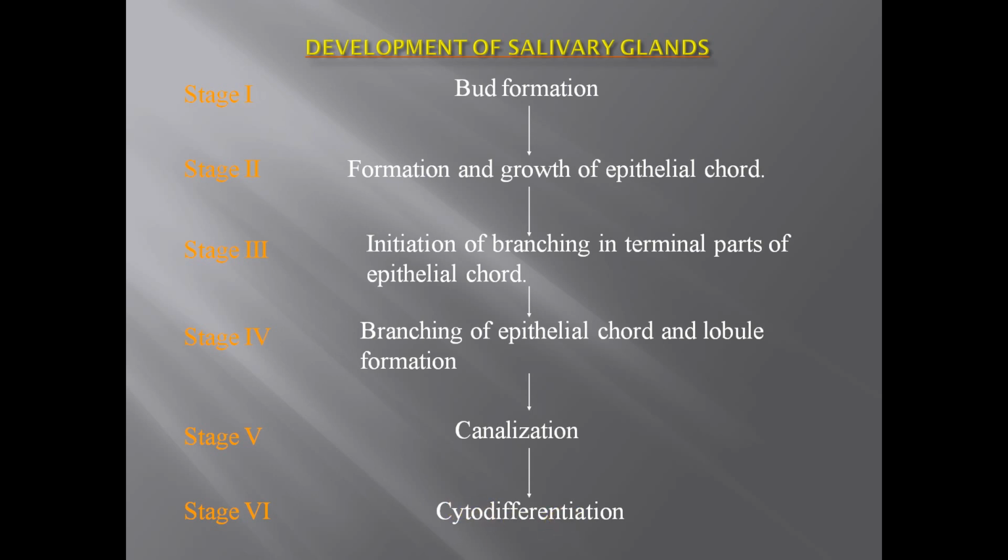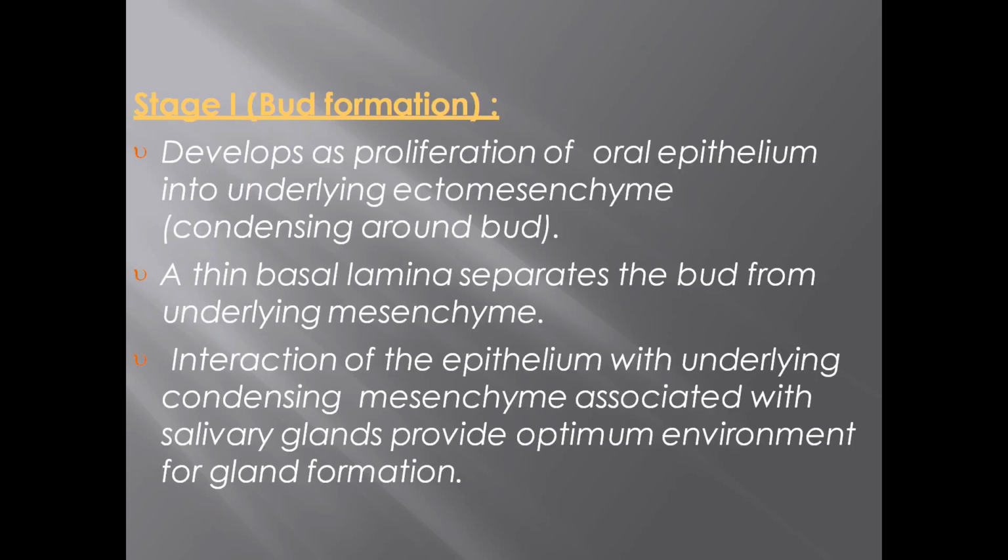We will discuss the development of the salivary glands one by one. Stage number 1 is the bud formation. In this, the proliferation of the epithelium occurs into the ectomesenchyme. So basically there is a bud formation, and then there is the separation of the basal lamina. The interaction of the epithelium with the underlying condensed mesenchyme is associated with the salivary gland, which provides the optimum environment for the gland formation.